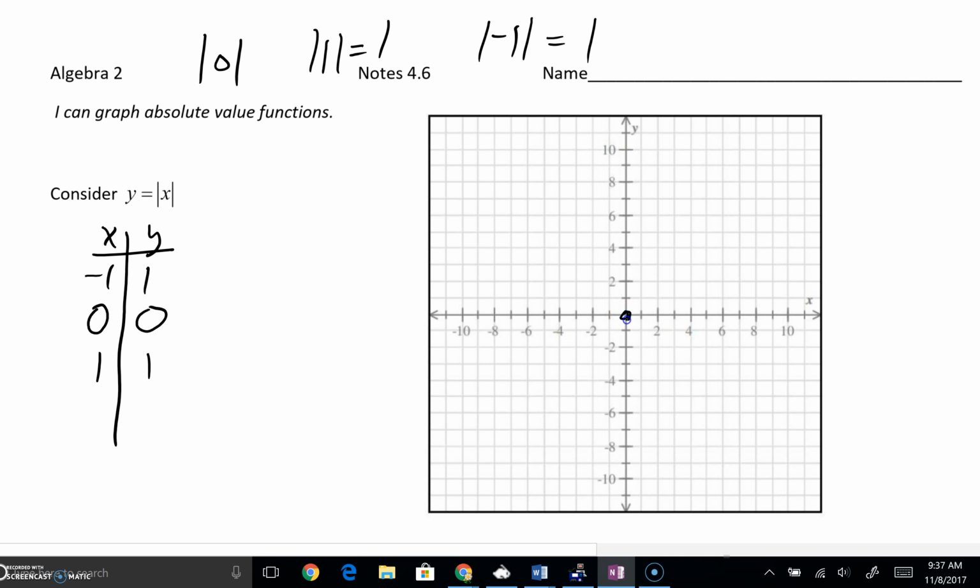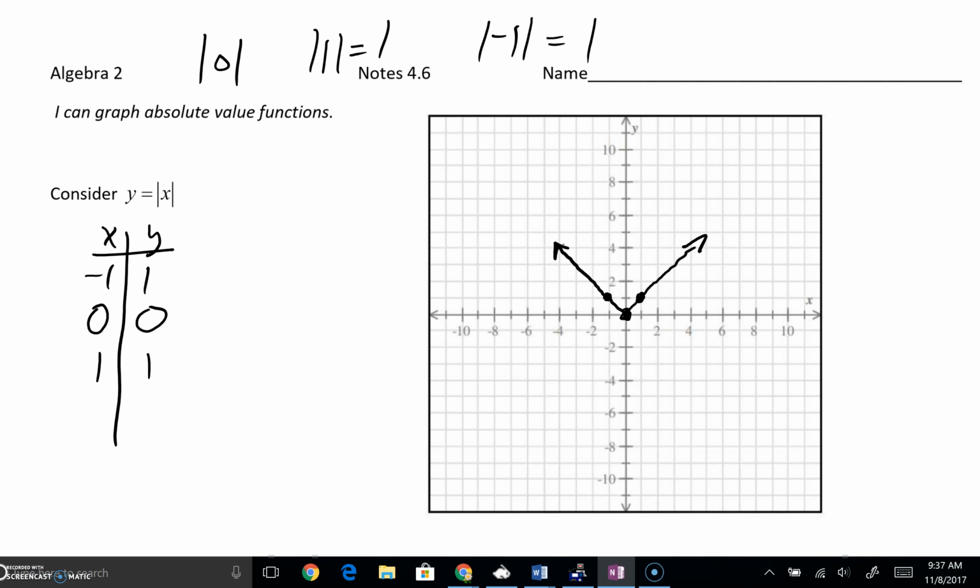0, 0 was the very first one that I had. 1 to the right, 1 up. That's 1 comma 1. Negative 1 comma 1. 1 to the left and up 1. Right here, this gives you a little bit of a hint that the shape of these graphs look like V's. And they do. Every graph that you're doing in this section will look like a letter V or an upside down letter V. It's going to be one or the other.